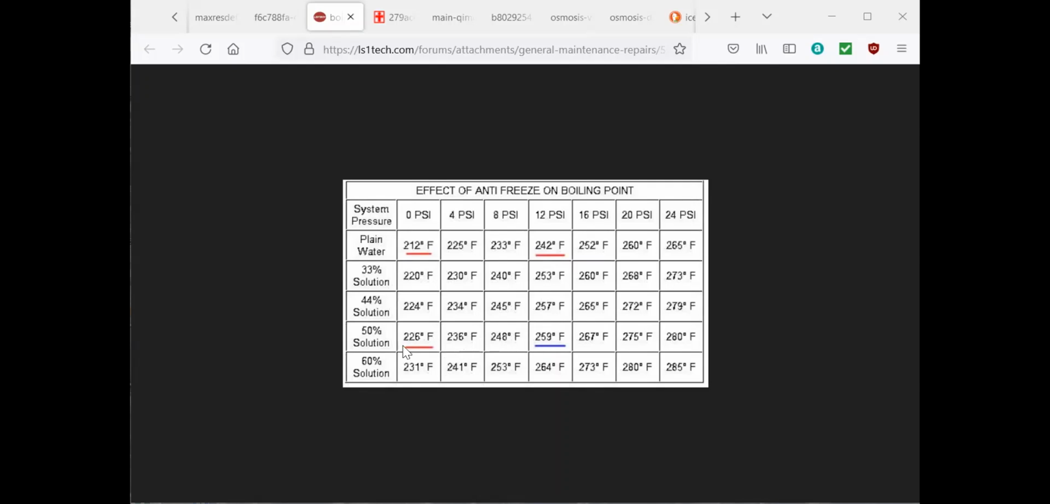But the key is this. The key is that if you compare plain water at any of these pressures to the 50% solution, where it's 50% water, 50% antifreeze, at all points, of course, the solution has a higher boiling point.